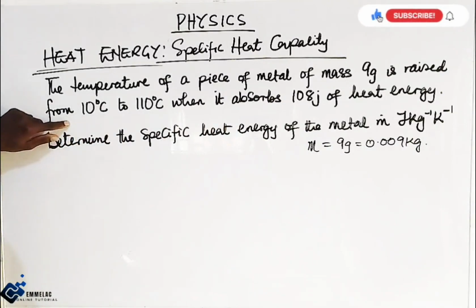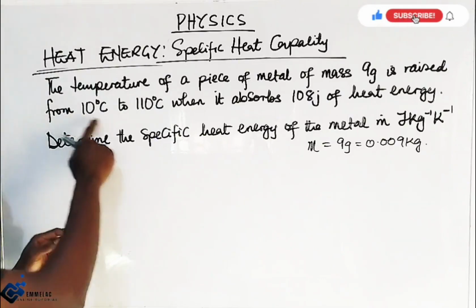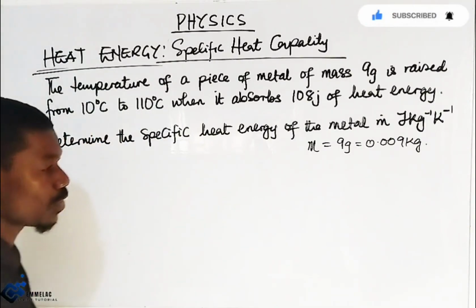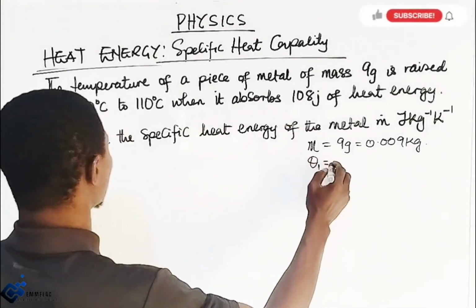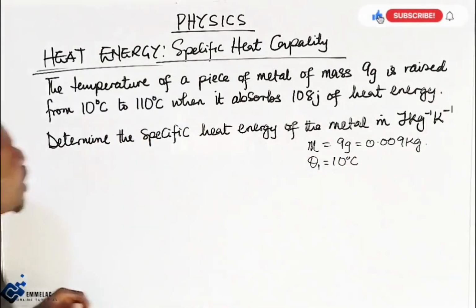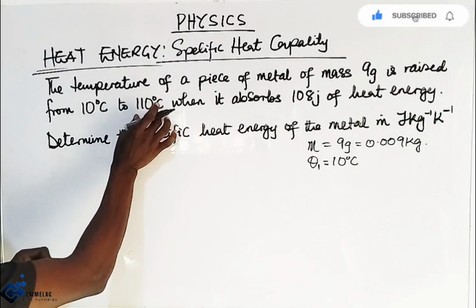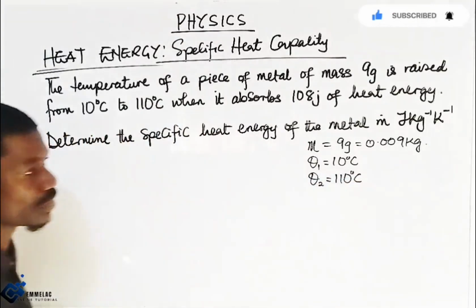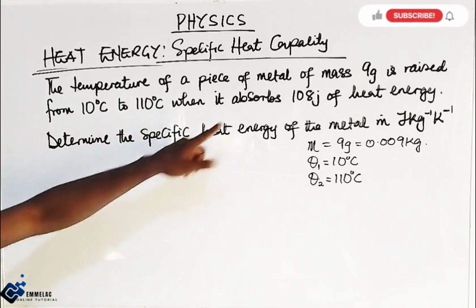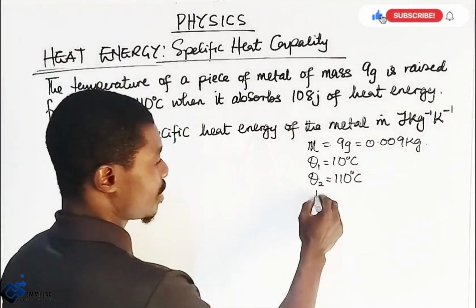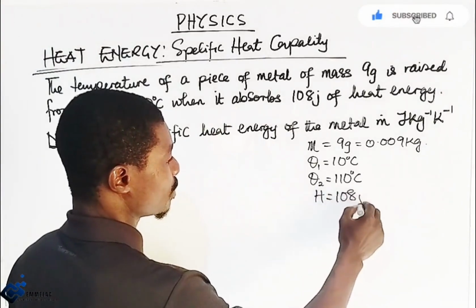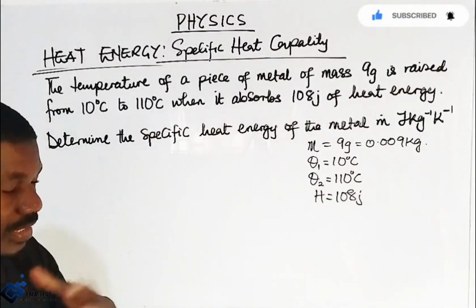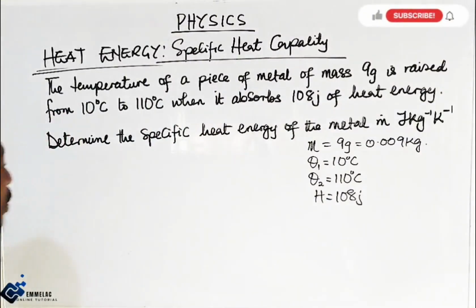Now the next thing here, we note the word from, which means it's starting from here and ending here. Since it is starting from here, we will say that this is the initial temperature, theta 1, that'll be 10 degrees Celsius. And theta 2 will be 110 degrees Celsius. And it absorbs the heat. Our heat here is 108 joules.